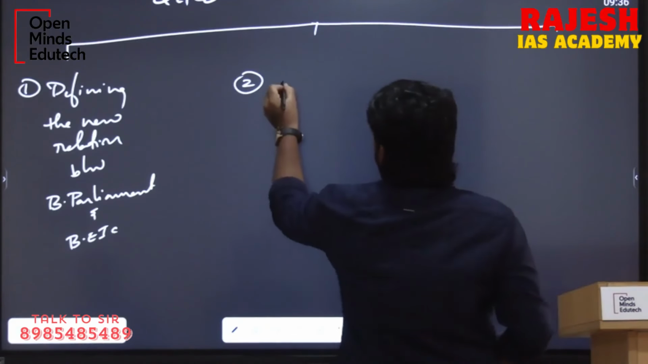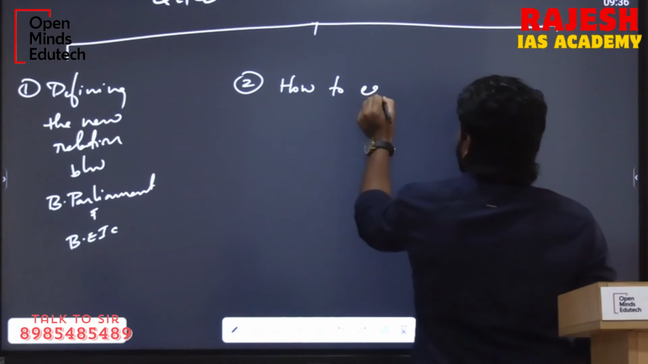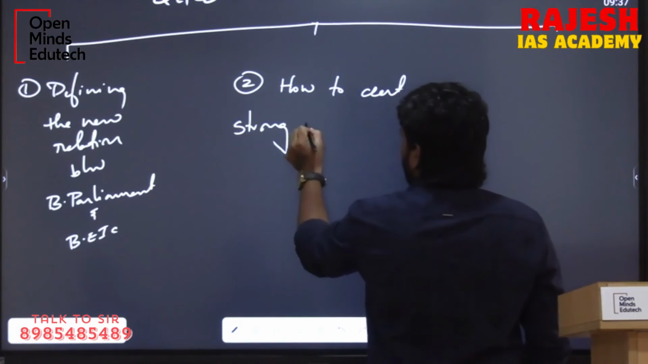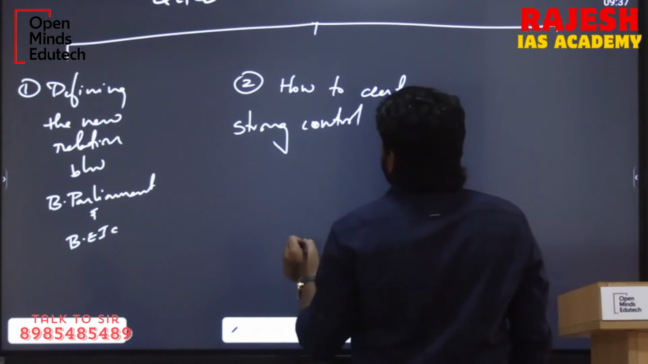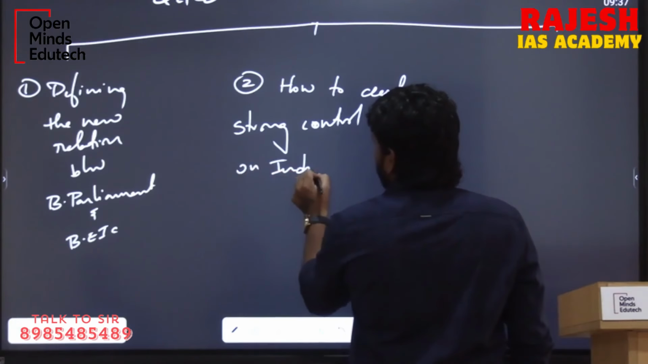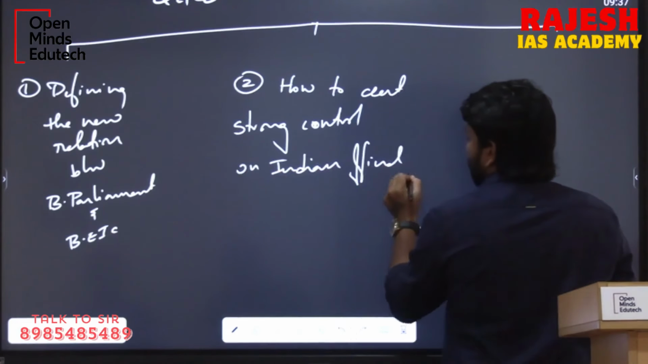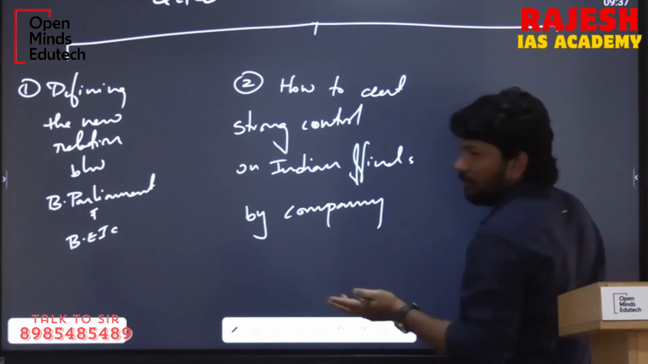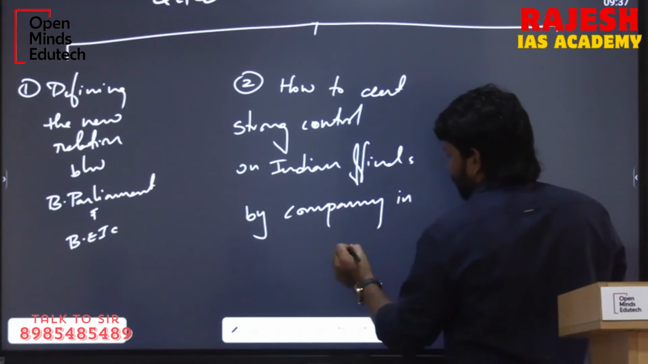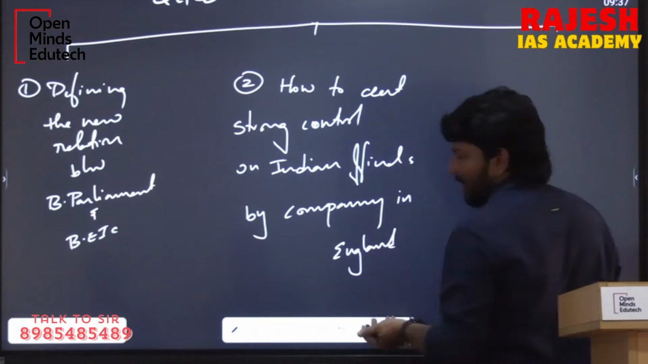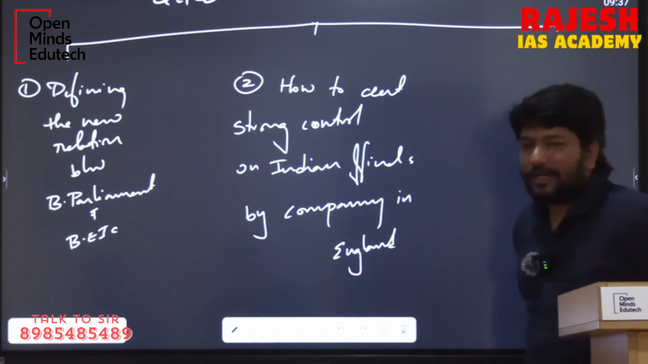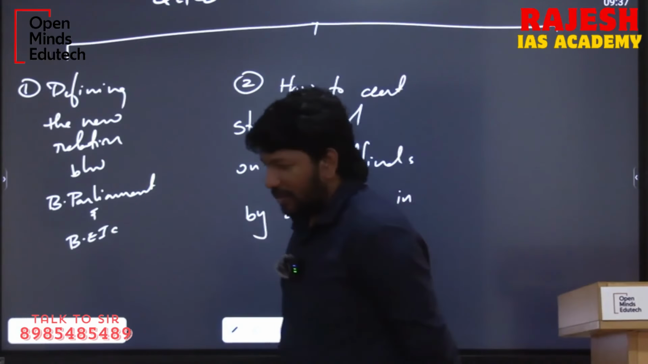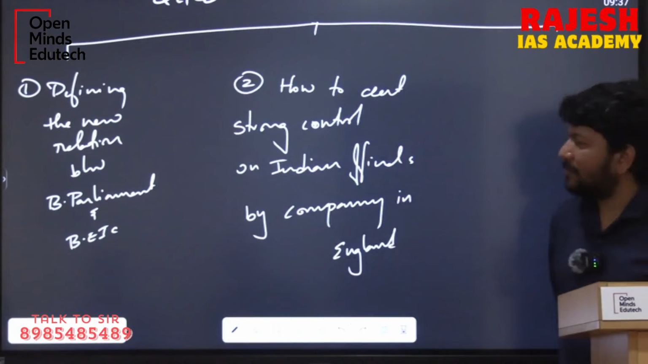The second question is: how to assert strong control on Indian officials by the company. The company means the Court of Directors. Where is the company? In England, or Britain. How to assert control over the Indian officials, because they are doing huge corruptions because of lack of control by the company directors. Next question.